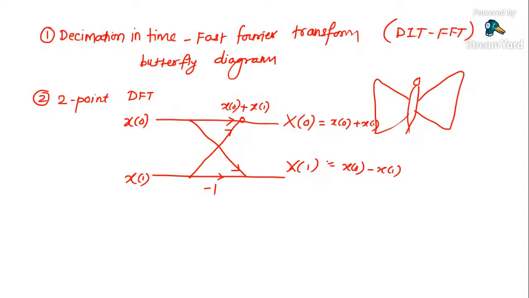So this is nothing but what we called an FFT. This is the 2-point FFT flow graph. This is called the butterfly diagram.